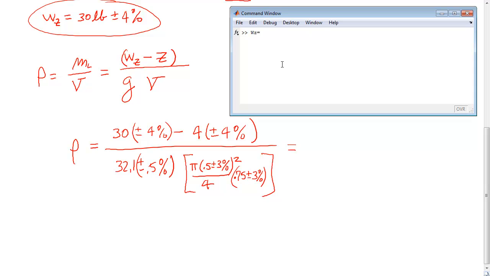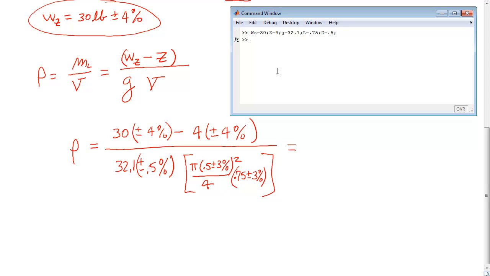WZ is equal to 30. Then I'm going to say Z is equal to 4. I'm going to say G is equal to 32.1. L was equal to 0.75. Diameter was equal to 0.5. And I'm going to say, there are my values.